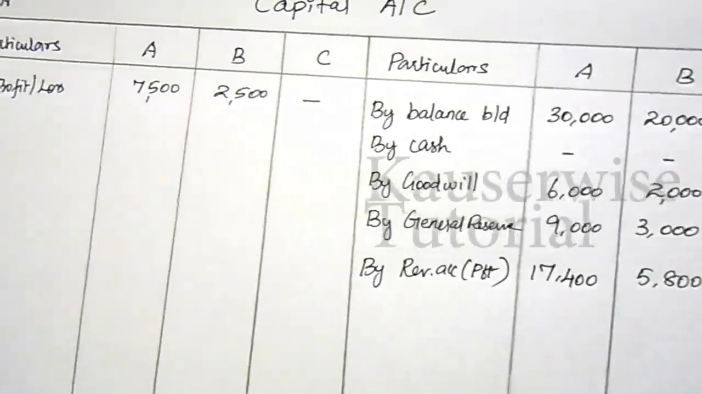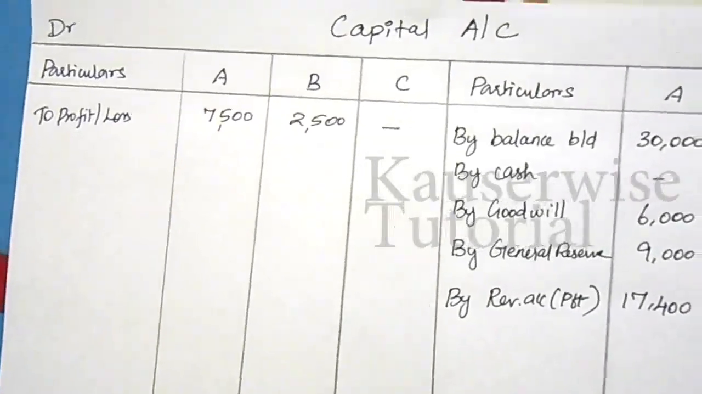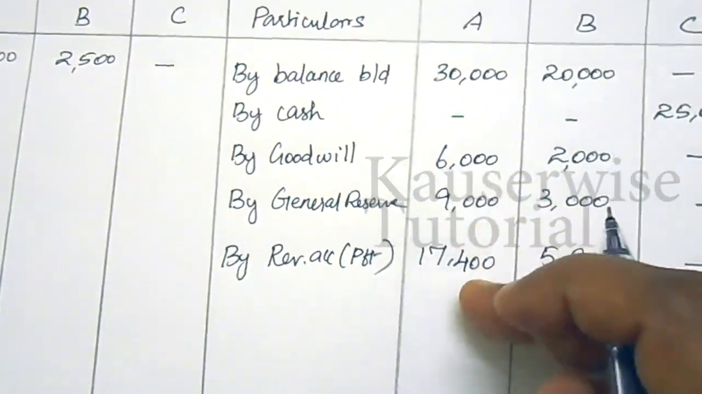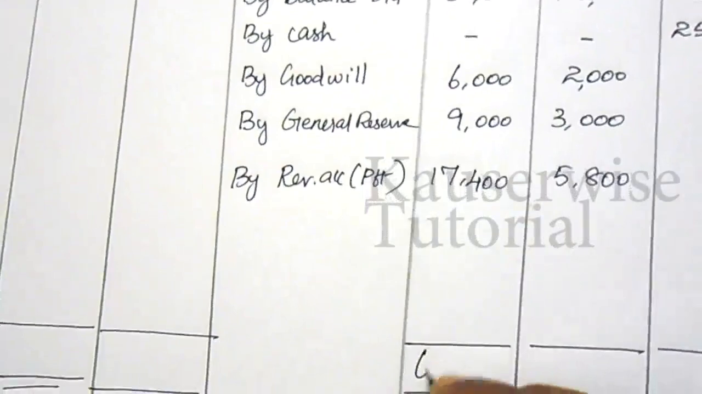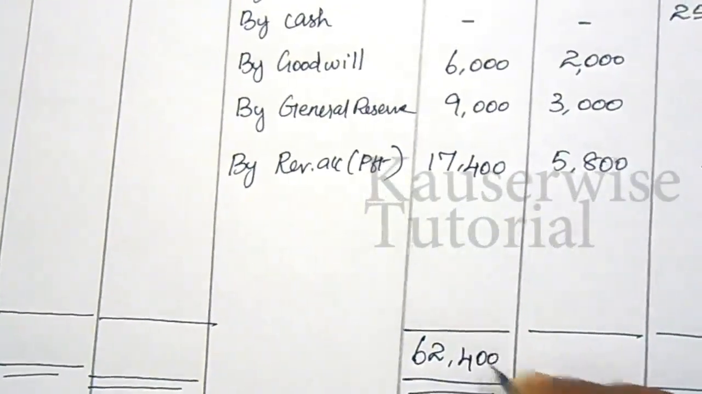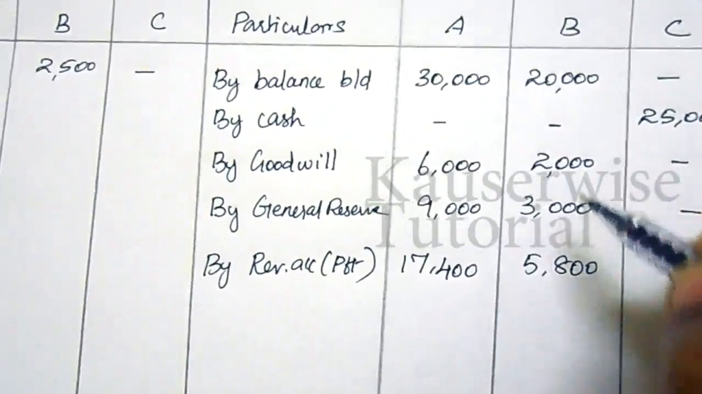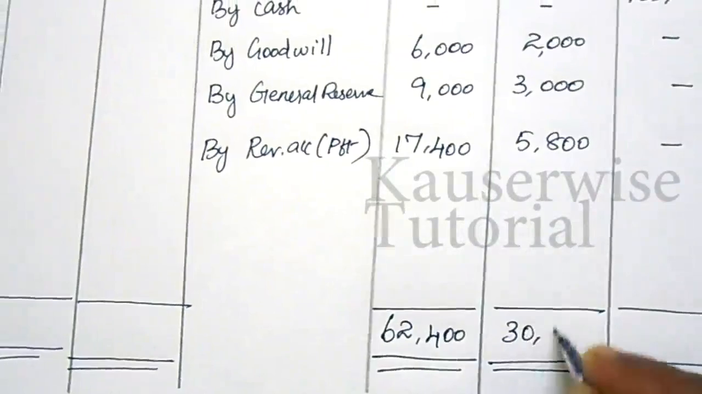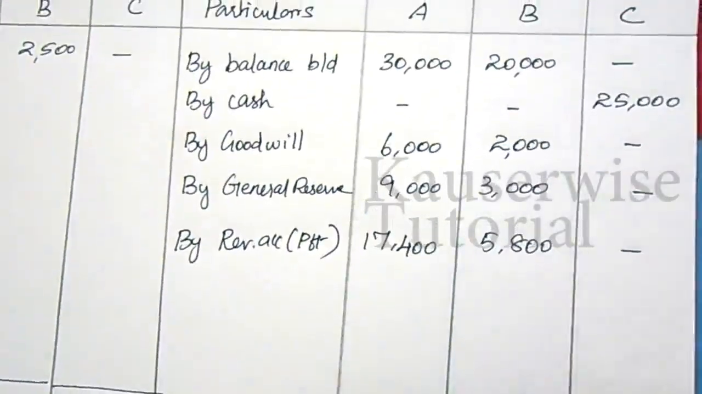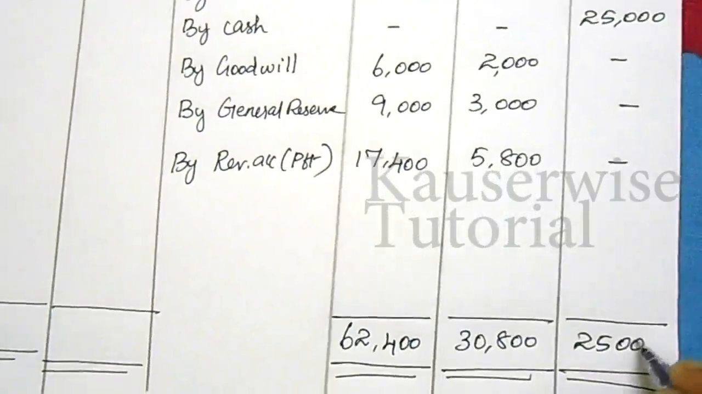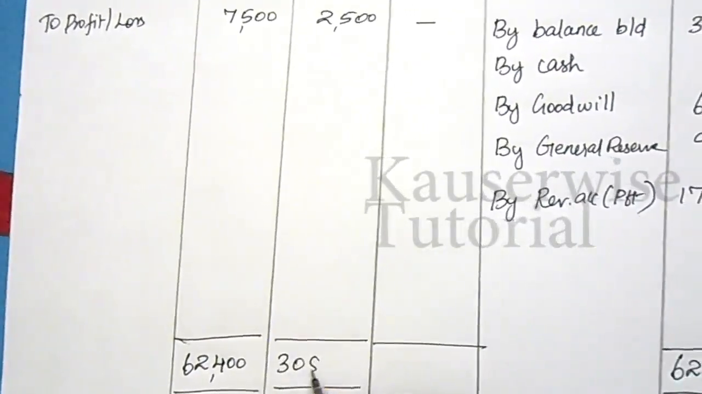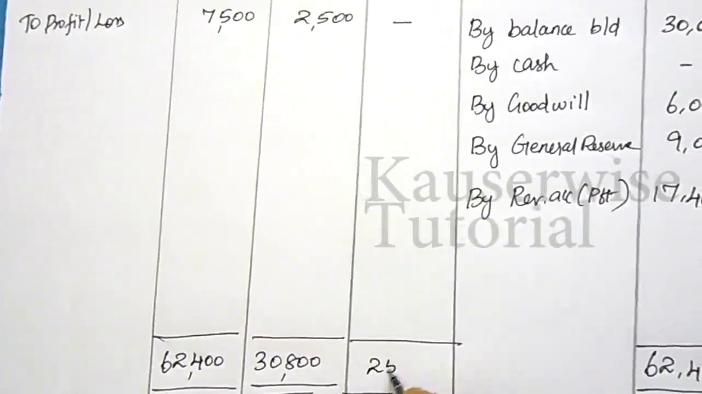Now we need to get the total and find the closing balance. For A 30,000 plus 6,000 plus 9,000 plus 17,400, total 62,400. For B 20,000 plus 2,000 plus 3,000 plus 5,800, total 30,800. For C 25,000. Enter the same value under the debit side also. For A 62,400, for B 30,800, for C 25,000.